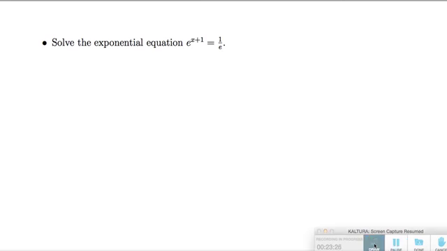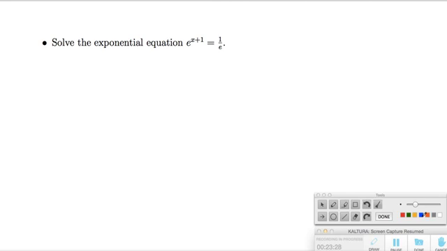Let's take a look at this example. We've got e to the x plus 1 equals 1 over e. Now, that would be perfectly fine to take the log on both sides of this equation. That would definitely get us to the answer.